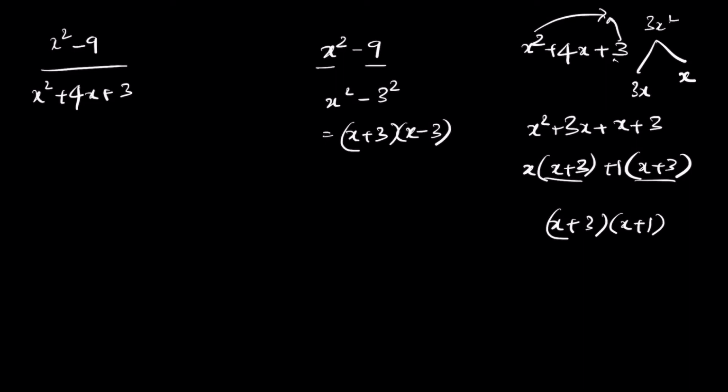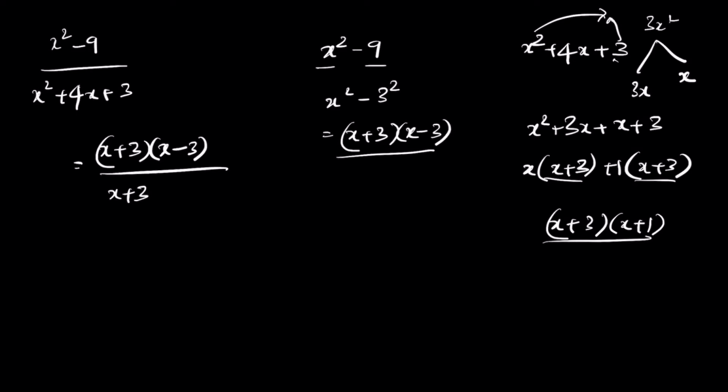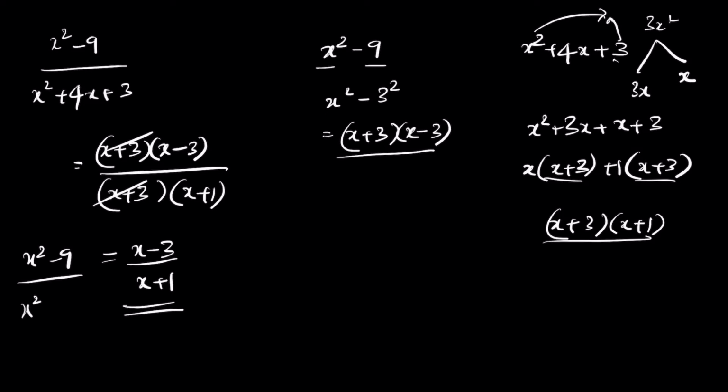Now write down the simplified versions into the original problem. The x square minus 9 can be written as x plus 3 times x minus 3, over x plus 3 times x plus 1. So x plus 3 cancels out. You get x minus 3 by x plus 1. So this is the simplified version of this expression.